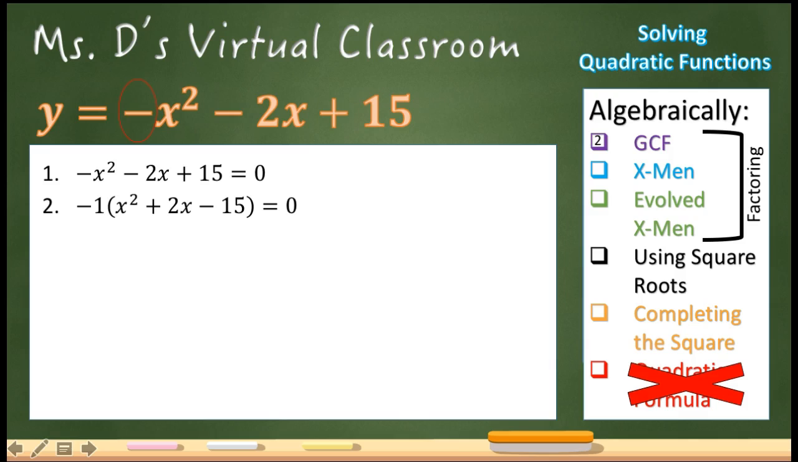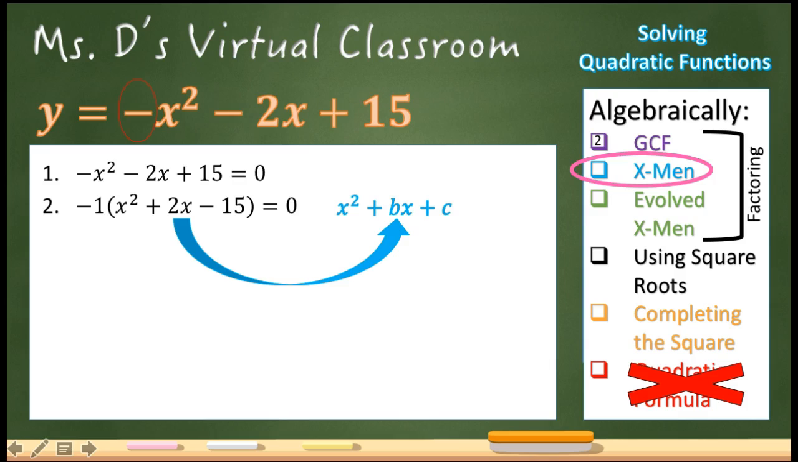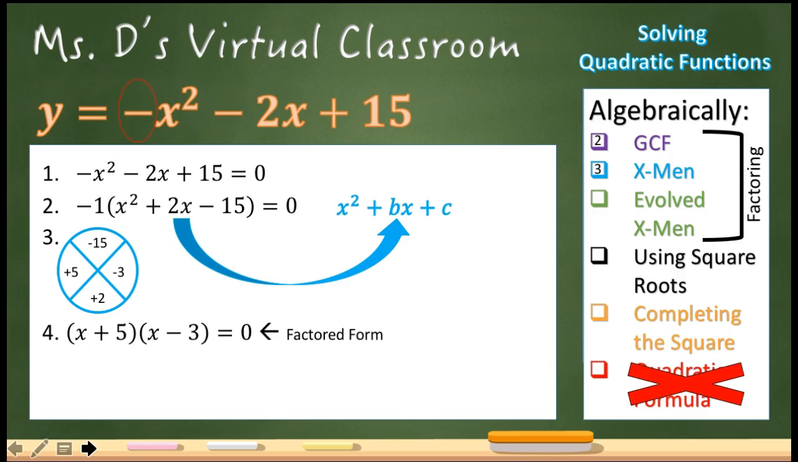I notice that the expression within the parentheses is of the form x squared plus bx plus c. So I'm going to use the X-Men method. What two numbers multiply to equal negative 15 and add to equal 2? Positive 5 and negative 3. Write this equation in its factored form, which is x plus 5 times x minus 3 equal to 0.